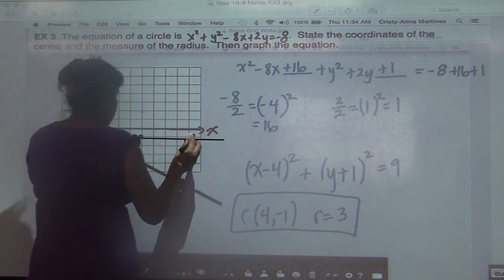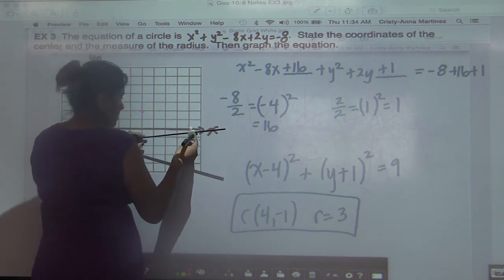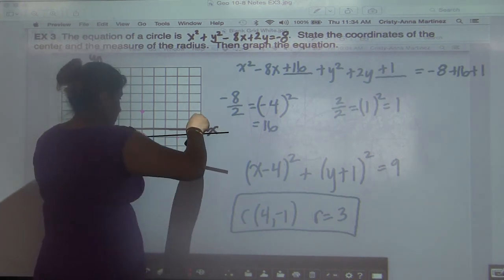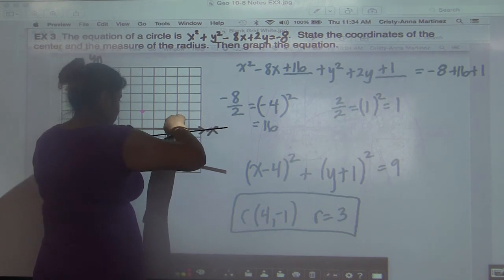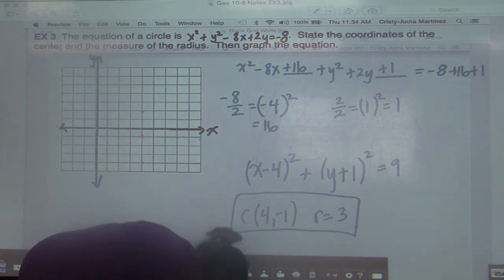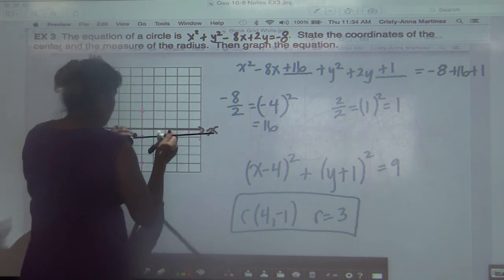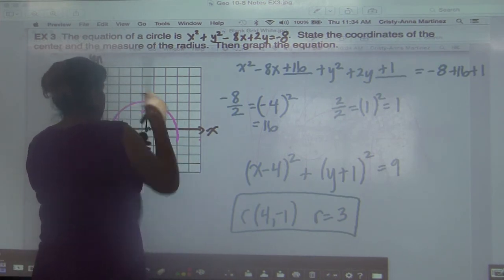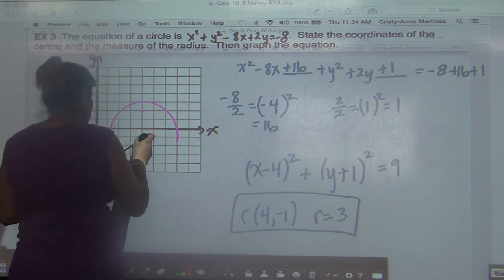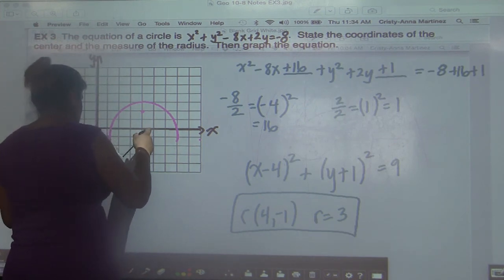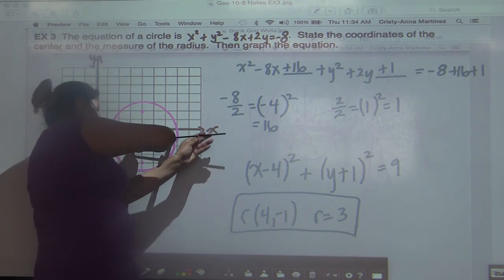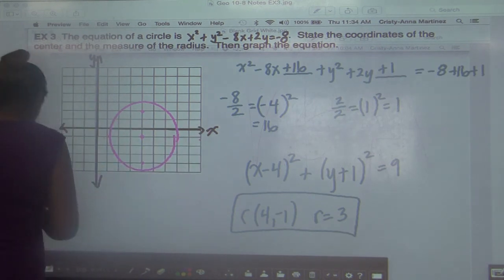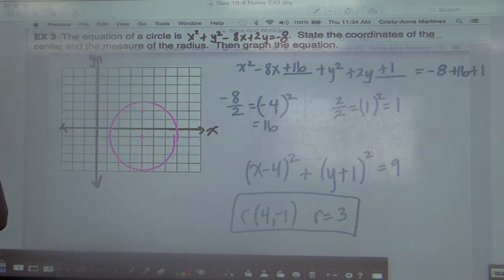Alrighty, so what I'm going to do is maybe move this guy in a little bit, right about there. And then we're going to graph the circle. Kind of like that. And there you go. So that's basically what it's supposed to look like.